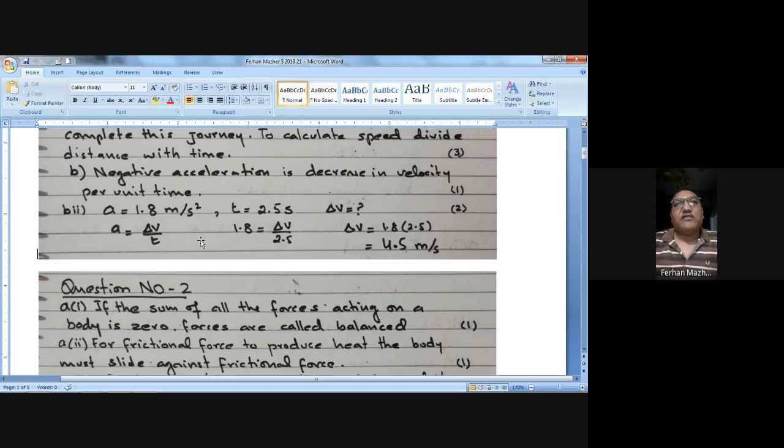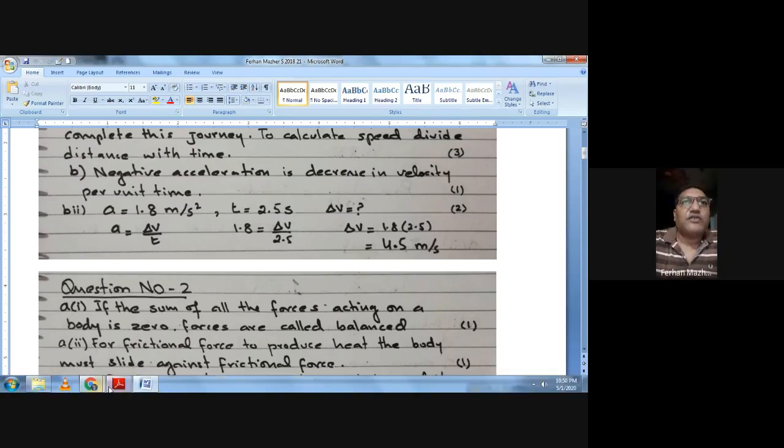The second part: the acceleration was given as 1.8 meters per second squared. The time was given as 2.5 seconds. The question was how much is the change in velocity. You know that acceleration equals change in velocity divided by time. We know the acceleration and we know the time. So 1.8 equals change in velocity divided by 2.5. This delta V stands for the change in velocity. So the change in velocity will be 1.8 multiplied by 2.5, and the answer will be 4.5 meters per second. So this was the whole question number 1. It's done. I hope it is clear to you.